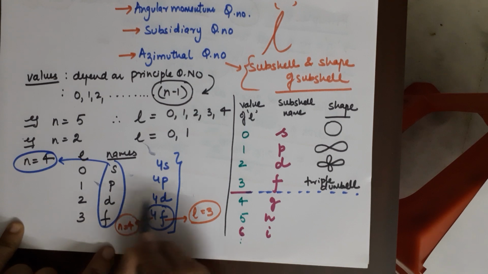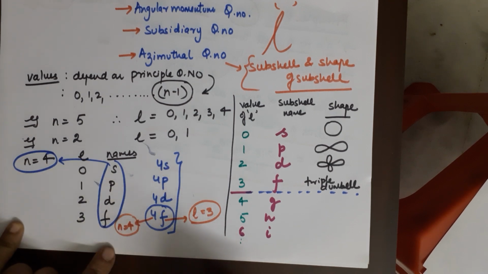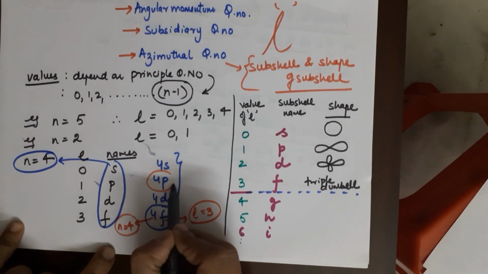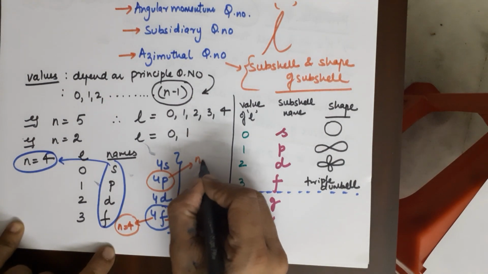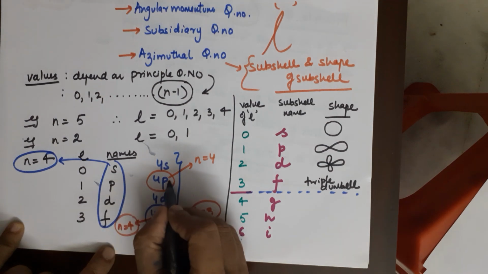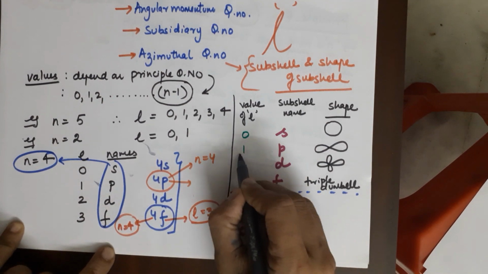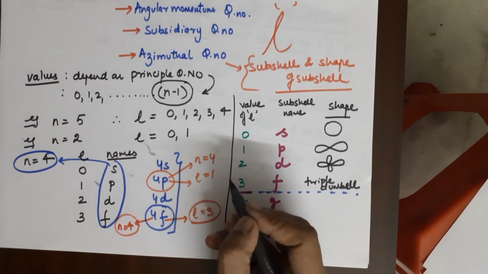Fine. So, by looking at the name of the subshell, you know the values of n as well as L. I will do one more. If you have a 4p, what does this conclude? n is equal to 4 and p is for L is equal to 1.